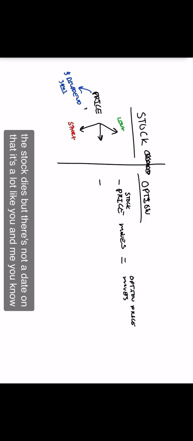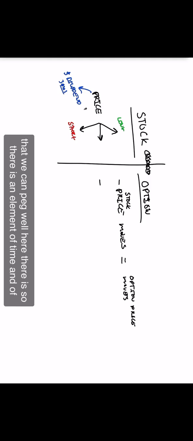Now the other thing though is stocks don't have an expiration date. The only way they die is if they go bankrupt. If the company goes bankrupt, the stock dies. But there's not a date on that. It's a lot like you and me. We know we're going to die someday, but there's not a date that we can peg. Well, here there is. So there is an element of time.